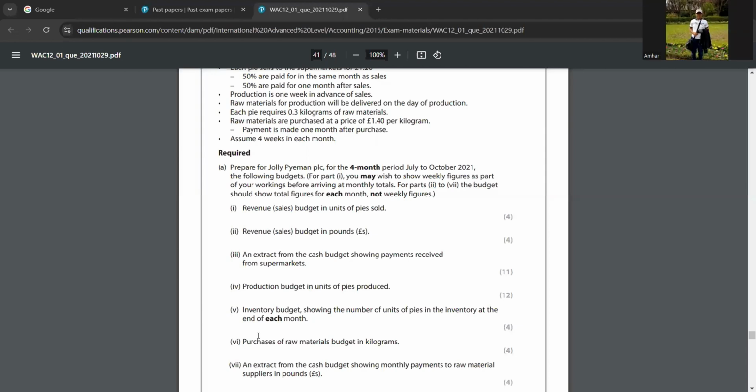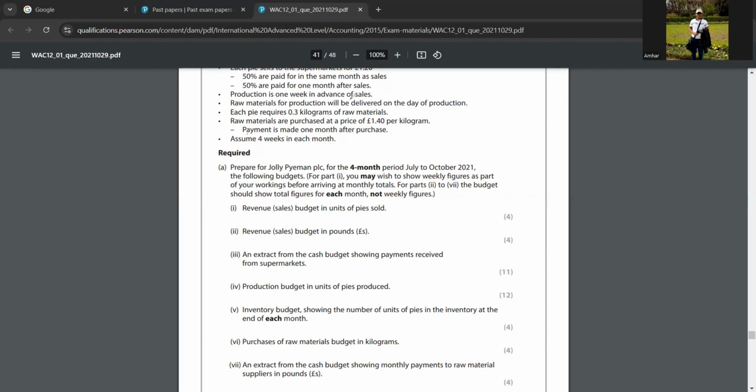Okay, now look at seventh one. They are asking you to draw up a cash budget. Okay, before that, these words are very important. Your answer is wrong. Okay, because you haven't looked at this. Payment is made 1 month after purchase. Did you consider that when doing the cash budget? No. Okay, so that's the thing. So these words are very important. Payment is made 1 month after purchase.